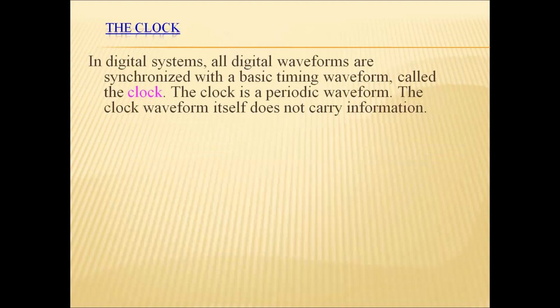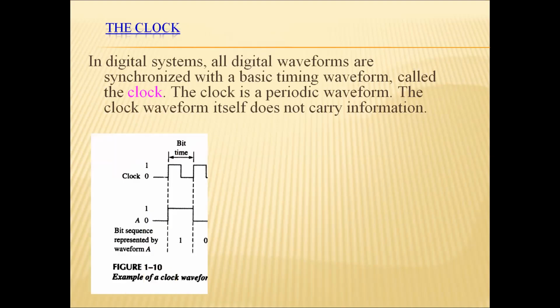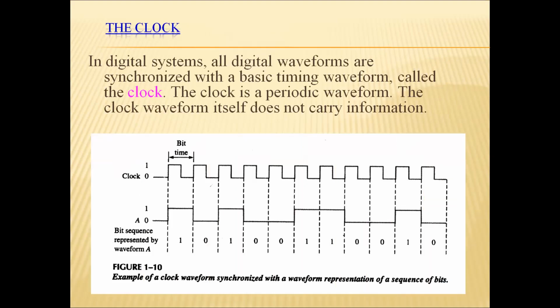The clock. In digital systems, all digital waveforms are synchronized with a basic timing waveform called the clock. It's basically a device which syncs a lot of activities using the master control. So it is a very, very important parameter of the digital domain. A clock is a periodic waveform. It generates a train of periodic pulses. This clock generates the pulses and a lot of digital activity goes around it.